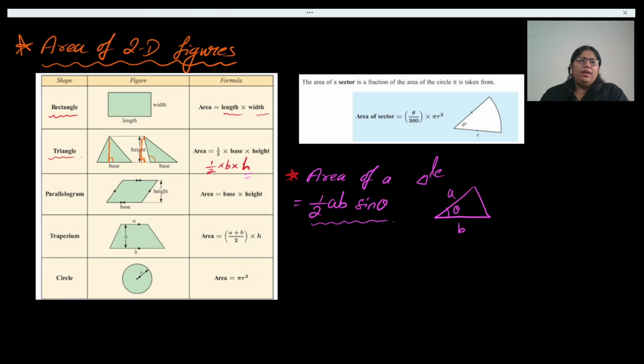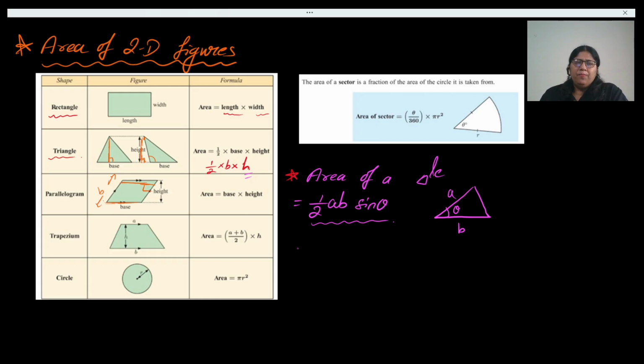Then the area of a parallelogram is always base times height. The base can be any one of the sides, and the height is the distance between the parallel sides. If I'm taking this as the base, then this is going to be the distance between the two parallel sides. So whichever parallel side is the base, the perpendicular height between those two parallel lines should be used. Other than that, you have to remember one more formula.